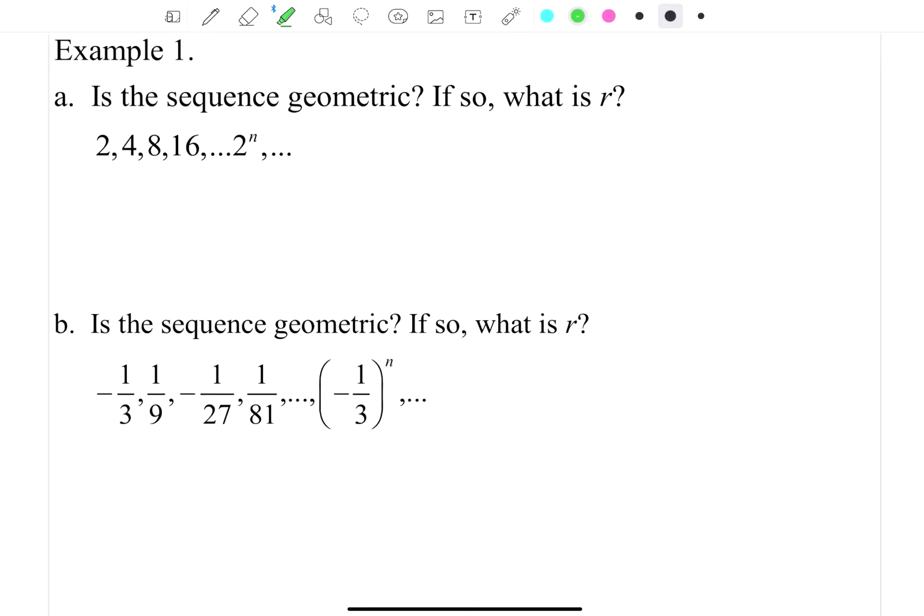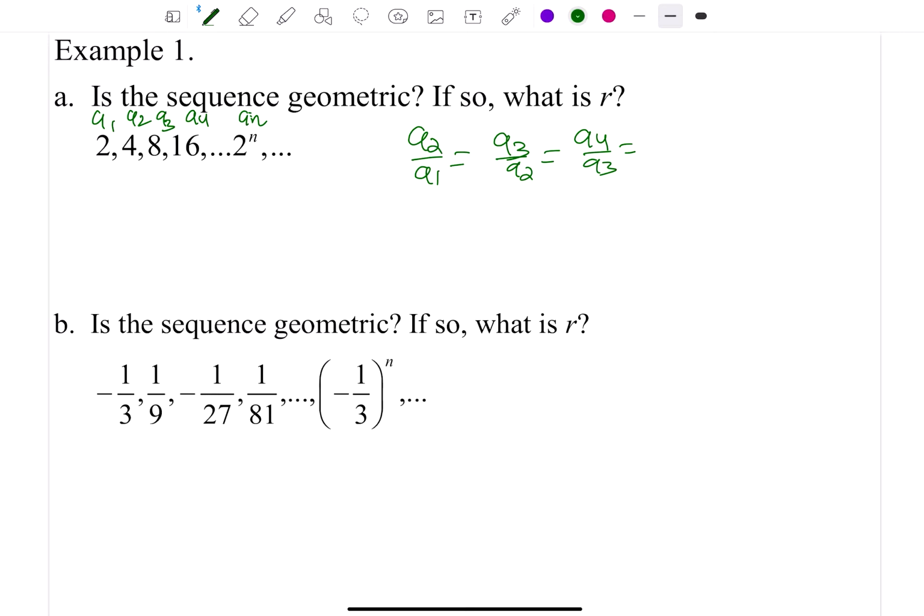So to check if the given sequence is geometric or not, we can go ahead and divide. So this is a1, a2, a3, a4, and an. We can divide the second term with the first. We can do a2 over a1, a3 over a2, or a4 over a3. All of these ratios have to be equal.